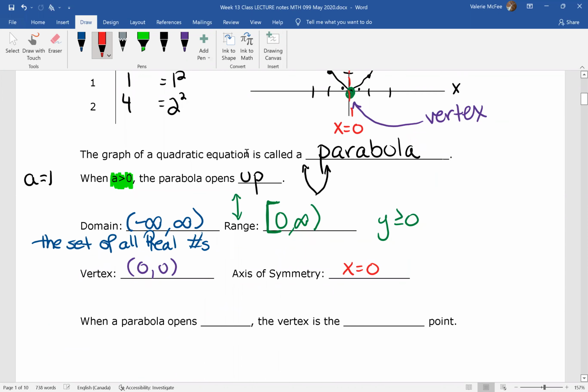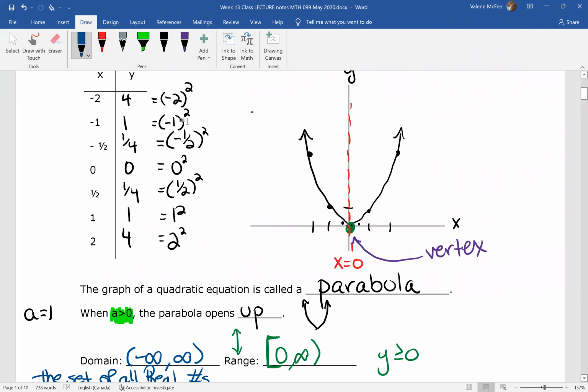So when a parabola opens up, like this one does, we say that the vertex is the lowest point. That's important to know. When a parabola opens up, the vertex is the lowest point. And you can see that here. That's why our range started at the lowest point at the vertex and went up to positive infinity.